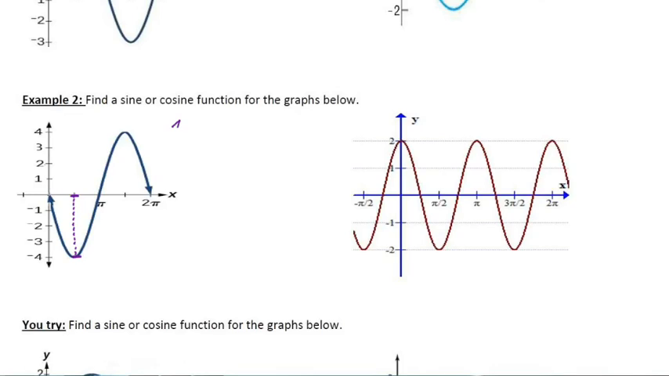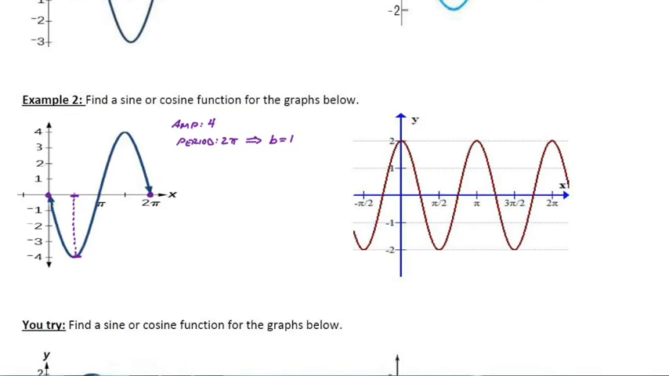So if you look at this first example here, I'm going to identify the amplitude, and the amplitude is 4. And then I'm going to identify the period. So from 0, 0 to 2 pi, 0, those dots I put on the graph, that's one full cycle of this graph. Therefore, the period is 2 pi. So if the period is 2 pi, that means my b value is 1, because 2 pi over b equals your period. So b has got to be 1 in this case.